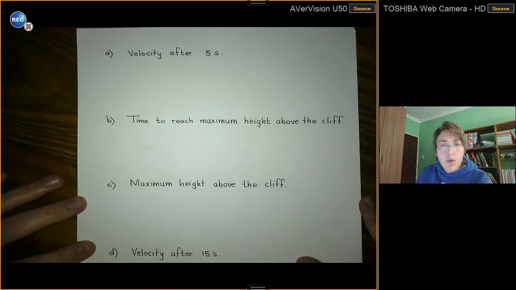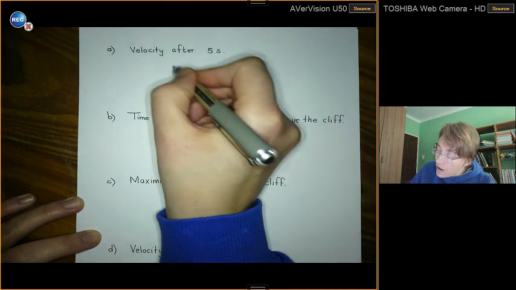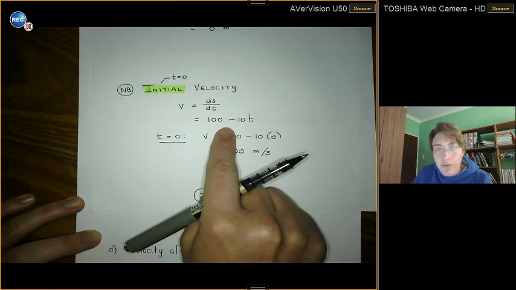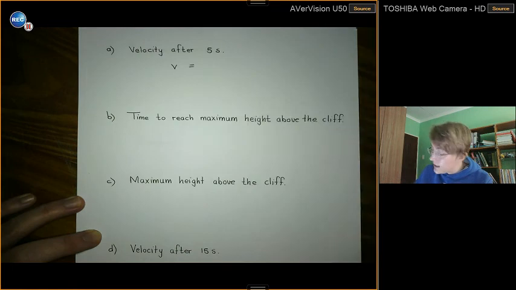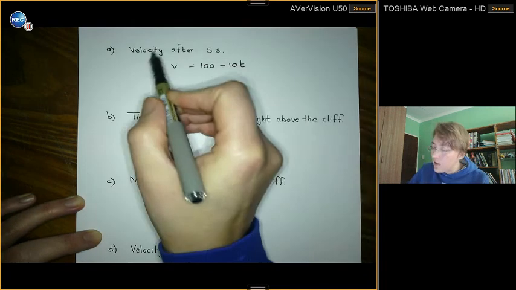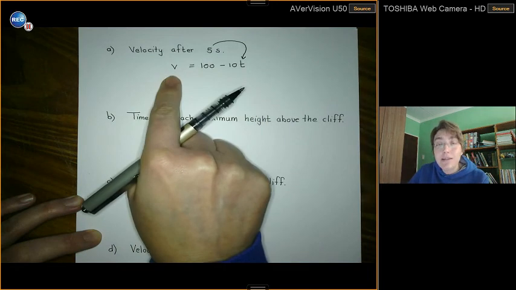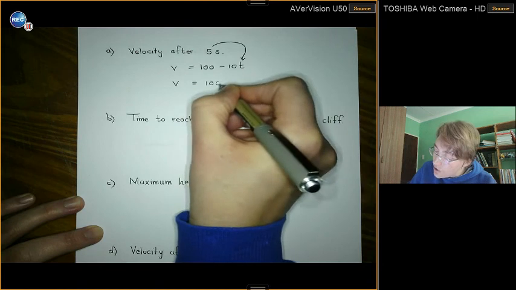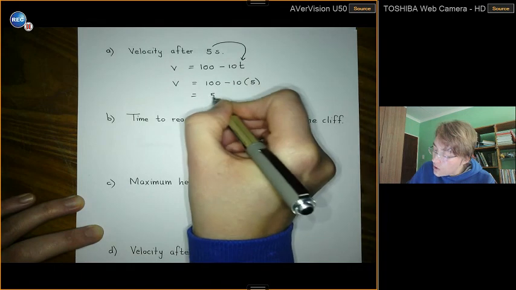So first question. They ask, what is the velocity after 5 seconds? Now, we've spoken about this. Velocity is always the first derivative of displacement with respect to time. We've already got that, and the velocity is 100 minus 10t. But the moment they ask me the velocity after 5 seconds, I can substitute the 5 into t to get the instantaneous velocity after 5 seconds. So that is 100 minus 10 times 5, which is 100 minus 50, which is 50 meters per second.